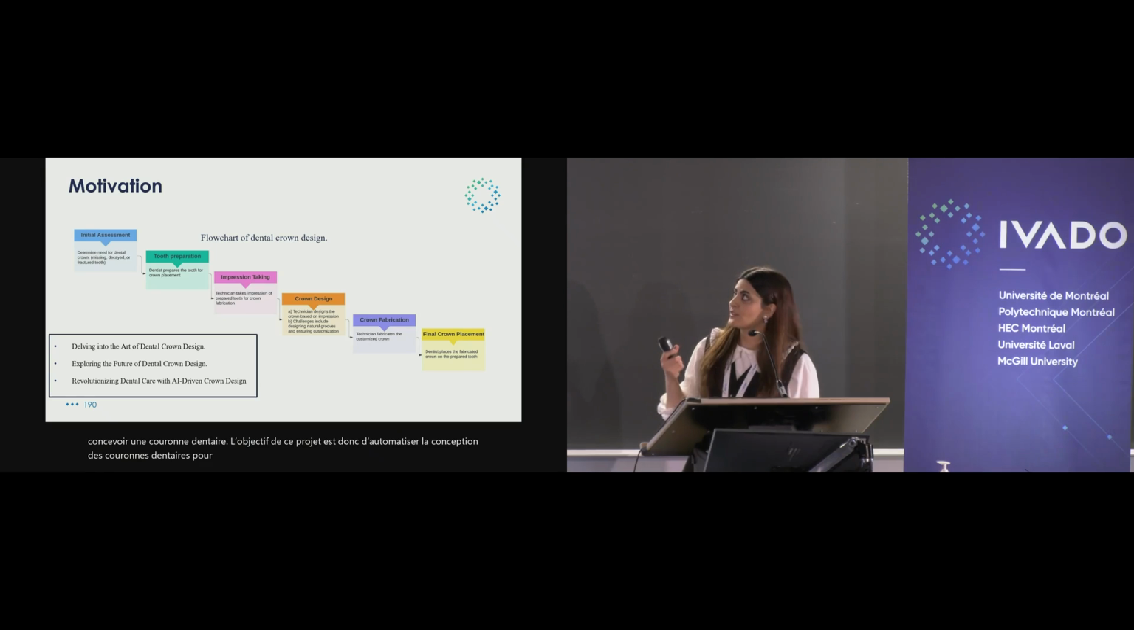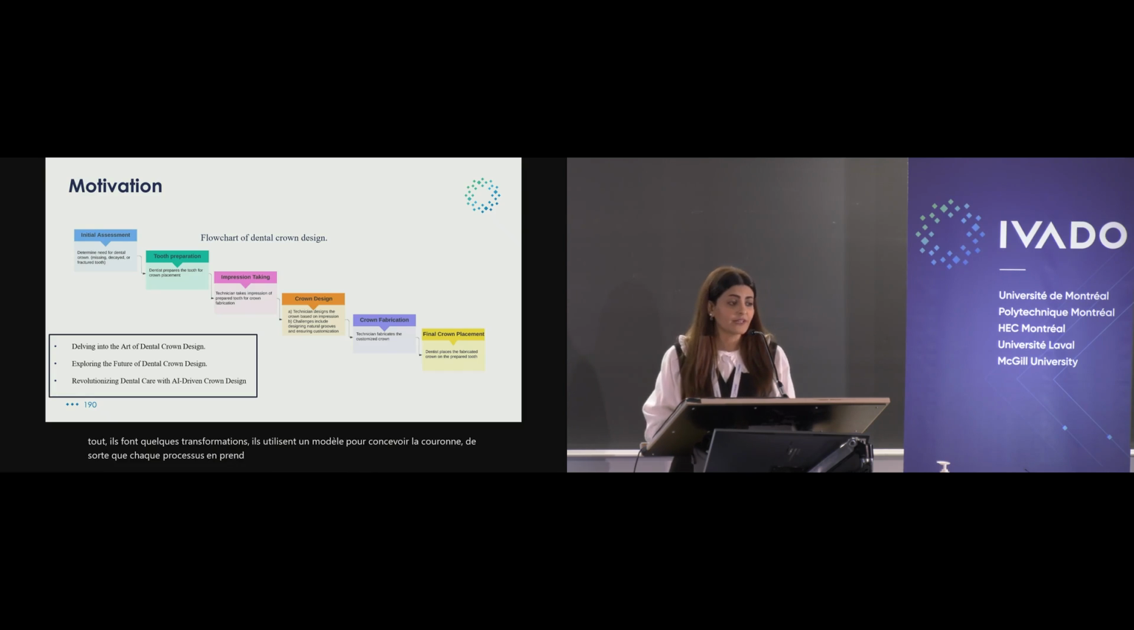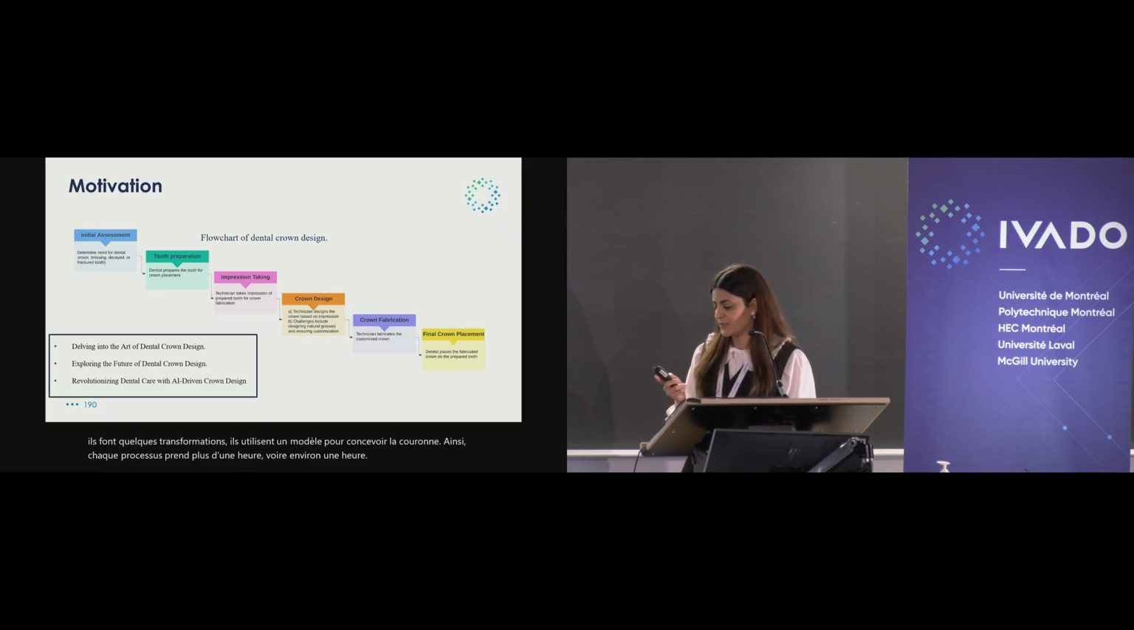In this chart, you can see the process that each technician uses for designing a dental crown in a laboratory. For example, they have 3D scans, and then they do some transformations. They use a template for designing the crown. Each process takes more than an hour to design a dental crown in the laboratory.